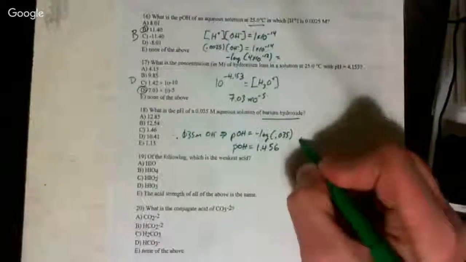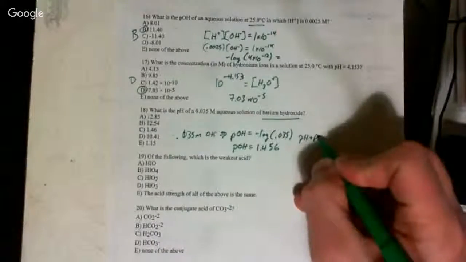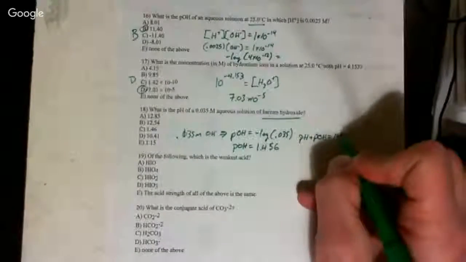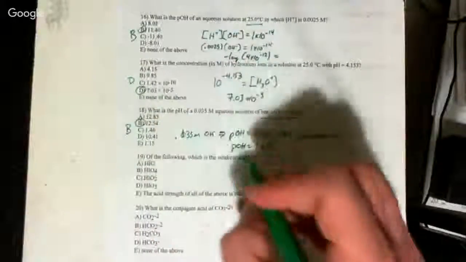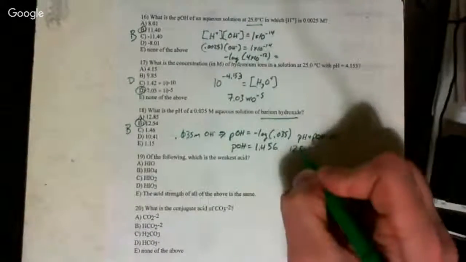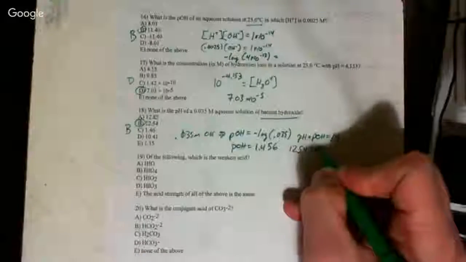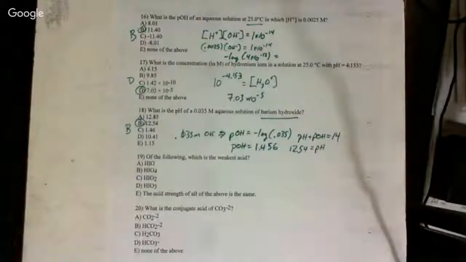We have to remember that pH plus pOH is equal to 14. So at that point, I can basically take 14 minus my 1.456 number, and I'm getting about 12.54, and that is what the answer is here for 18B. 12.54 is the pH. That's an easy place for folks to make mistakes. And let's go ahead and do 19.